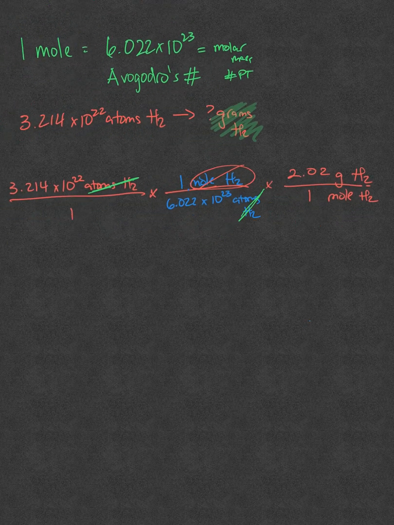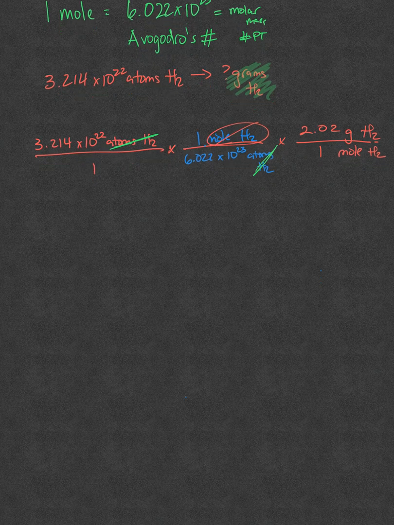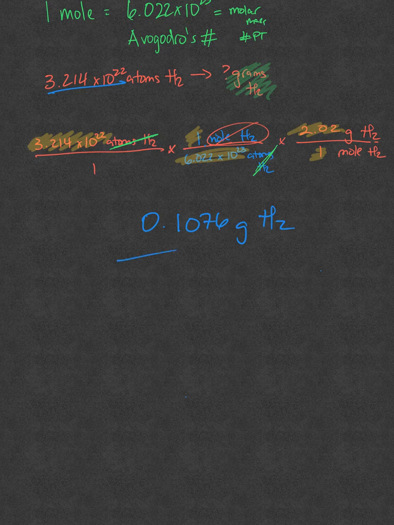All right, and so when you want to do the math all together here, what you're simply doing is multiplying 3.214 times 10 to the 22nd times 1 times 2.02, divided by 6.022 times 10 to the 23rd and divided by 1. When you put this in the calculator, you should have that the mass of this many atoms of H2 is 0.1076 grams of H2. So that's your final answer. And basically, this is how you navigate through moles and molar mass.